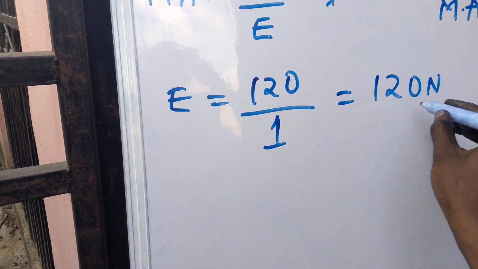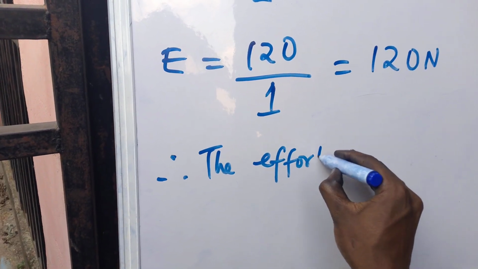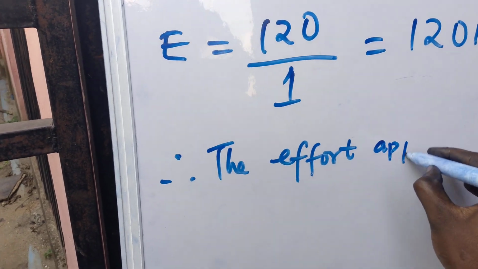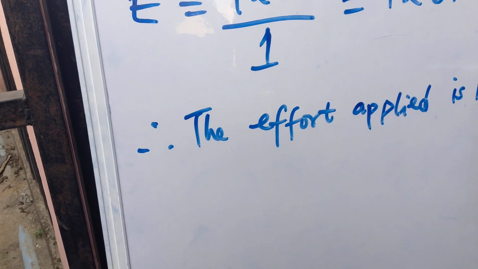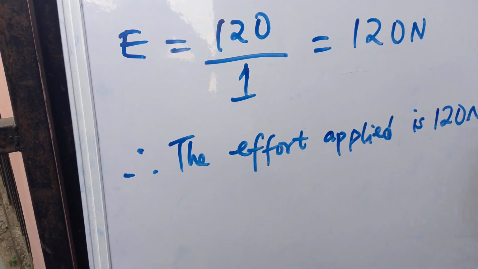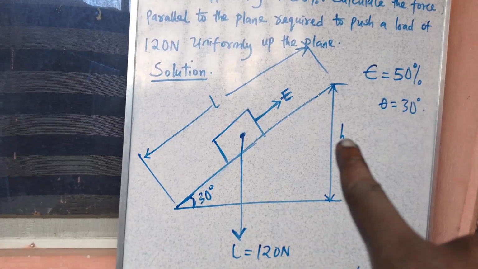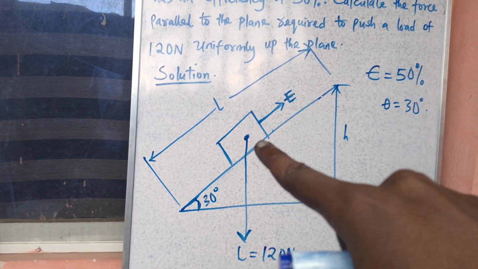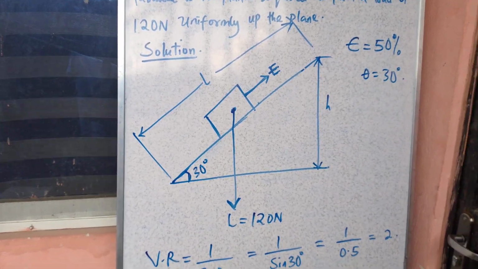120 divided by 1 gives me 120. Therefore, the effort applied is 120 Newton. That is the force needed to cause this block to move up the plane. That's the effort applied on that block to cause the block to move upwards, and the effort is 120 Newton.